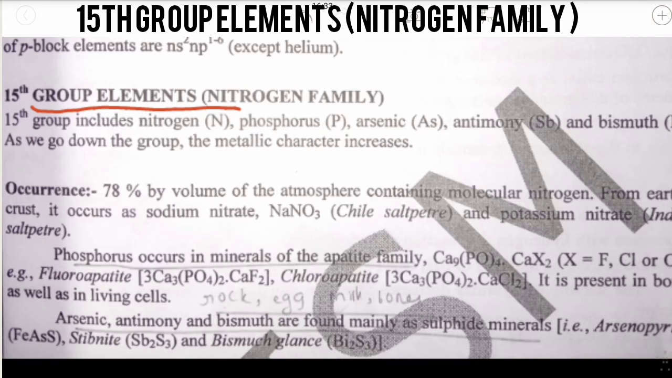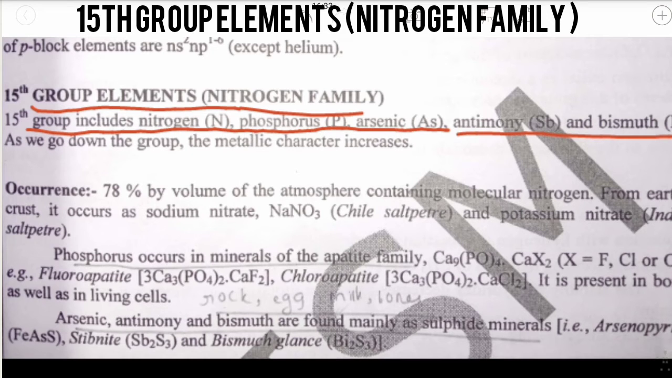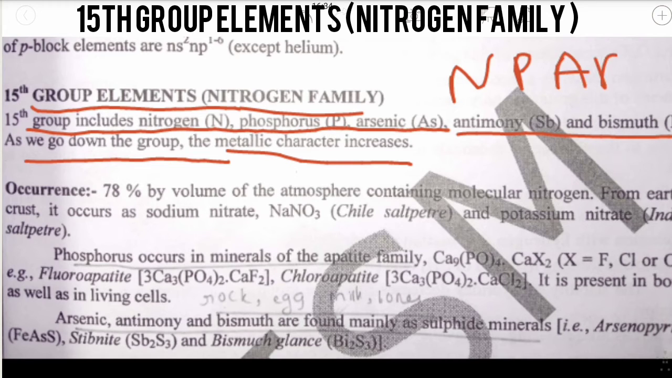These 15th group elements are also called the nitrogen family. Group 15 includes nitrogen, phosphorus, arsenic, antimony and bismuth. As we go down the group, the metallic character increases. It consists of 5 elements, which can be remembered by the word NAPAP.